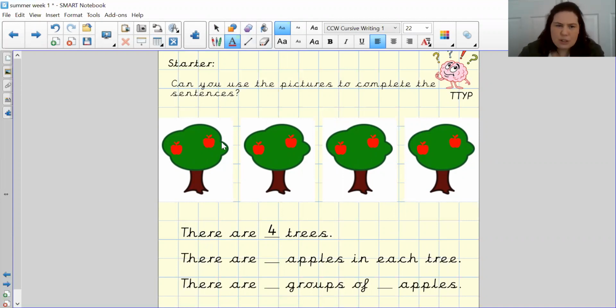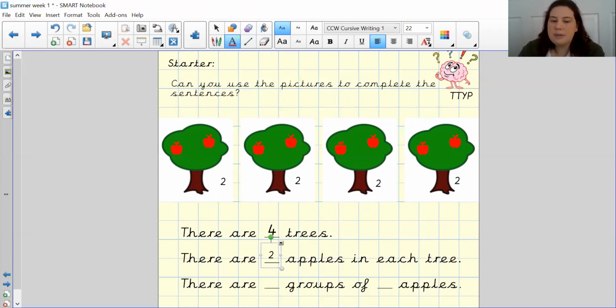So that means I can't just look at the first tree, I've got to look at every single tree to make sure that they are equal. Equal groups. So let's find out if they are. 1, 2. So I could even write number 2. 1, 2. So that is equal. 1, 2. That is equal to 1, 2, and that is also the same. So we have equal groups. So there are, well done, 2 apples in each tree.